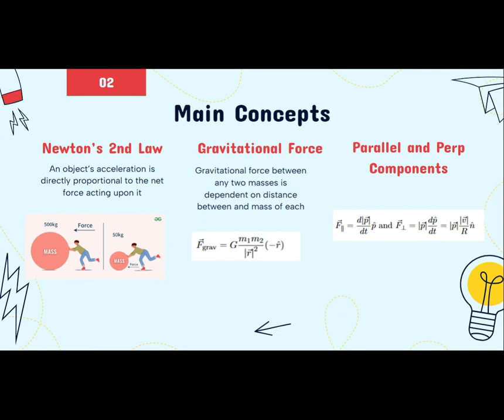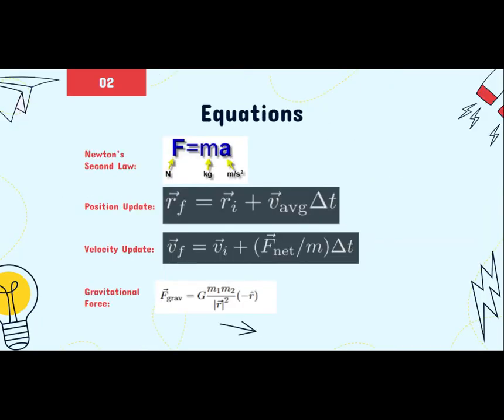When analyzing motion in curved paths like orbits, we should break down the forces and acceleration into parallel and perpendicular components. The parallel component of force causes a change in the speed of an object, while the perpendicular component causes a change in the direction of an object's motion. And then we see the same equations. Newton's second law, which allows us to calculate motion. The position and velocity update formula shows the velocity and position at each step by taking into account net force, and gravitational force formulas are used in part 2, where we see gravitational attractions.